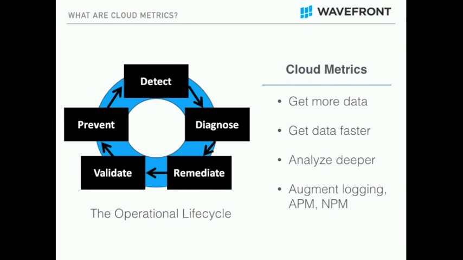So what are cloud metrics? Let's start by describing the operational lifecycle, the steps your team is constantly going through to keep your cloud application healthy. Your team detects issues, diagnoses them, remediates them if necessary, validates the remediation, and then does their best to prevent a reoccurrence, often by creating better alerts and automating future remediations. Cloud metrics are a way to increase your leverage every step of the way. They let you get more data across all 5 of these phases, get the data faster, in real time, analyze the data more deeply, and augment your existing tools like logging, APM, NPM, and many others. They help fill in the gaps that these tools have a hard time addressing with modern cloud infrastructure.